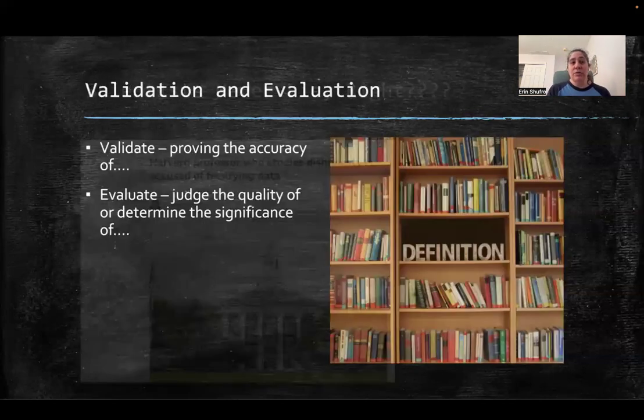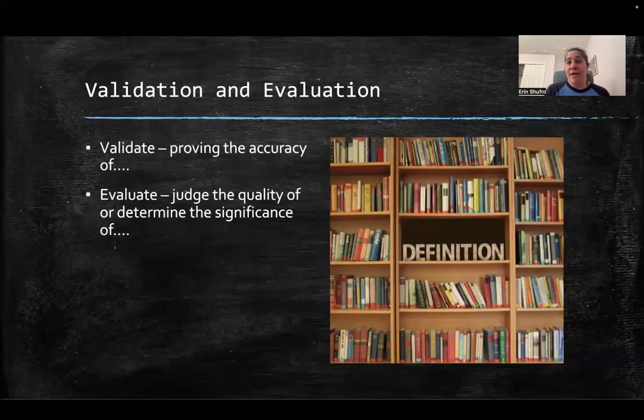Well, today we're going to talk about validation and evaluation. If we look in the dictionary, the verb to validate something is to prove the accuracy of that something. The verb evaluate is to judge the quality of or determine the significance of something. So again, we're going to look at accuracy, quality, and significance. So where do we start?